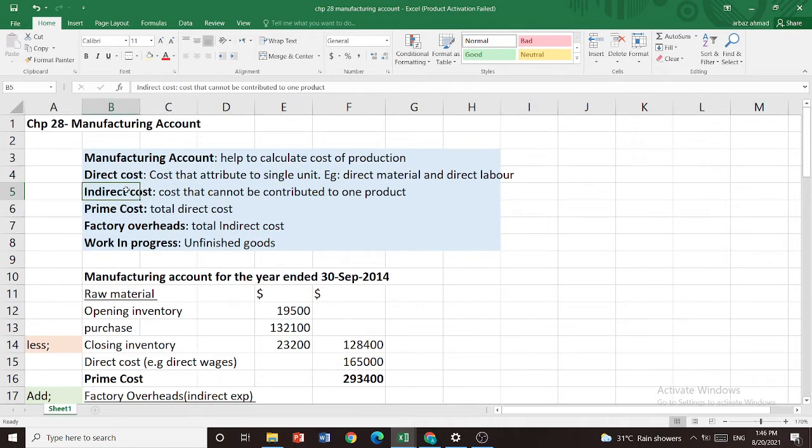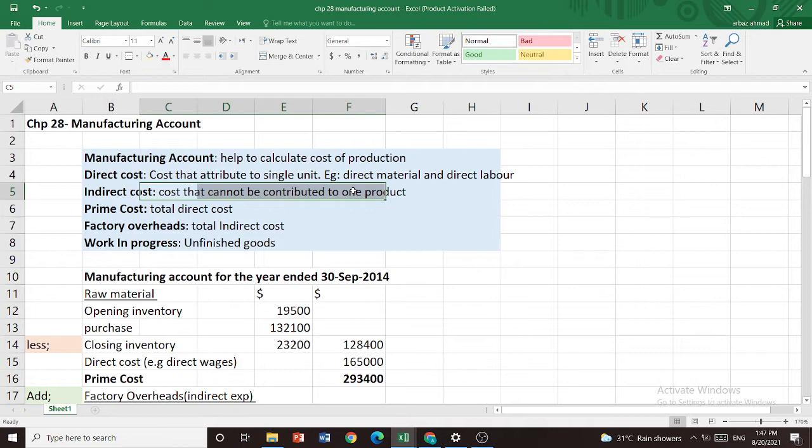Okay, indirect cost: you cannot identify how much it is contributing to one unit. For example, your machine. Maybe you have a machine to fix all these components and make a calculator. So you take the button, the frame of the calculator, the screen and the battery, and you put it inside the machine and it will make a calculator for you, it will fix everything for you.